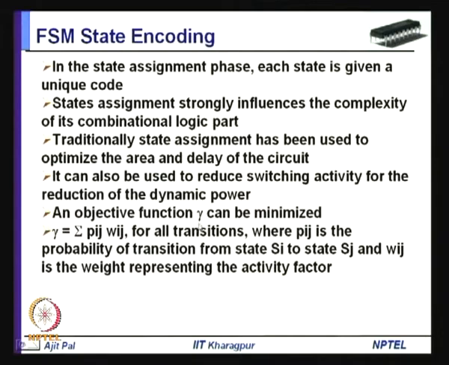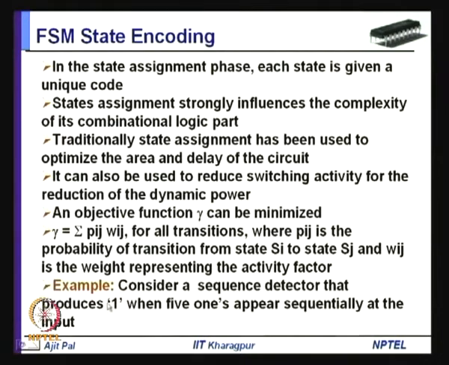So, an objective function gamma is decided, which can be minimized, where gamma is equal to summation of p_ij into w_ij for all transitions, where p_ij is the probability of transition from state S_i to state S_j, and w_ij is the weight representing the activity factor. So, we shall try to minimize this objective function, and that will essentially reduce the switching activity in the finite state machine. Let me illustrate this FSM encoding for reducing power dissipation with the help of a simple example.